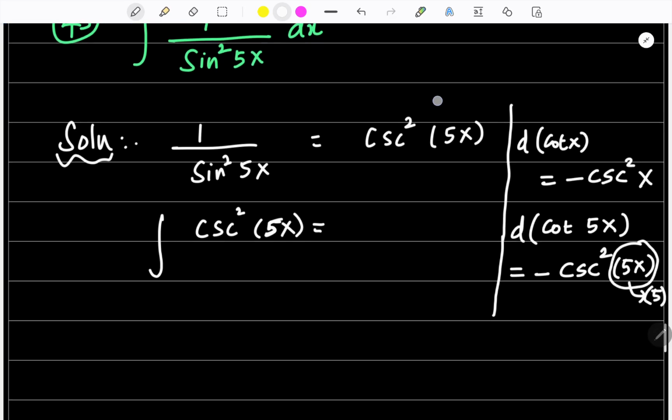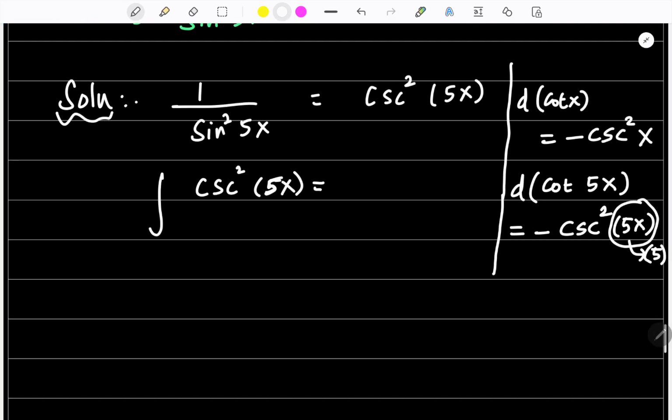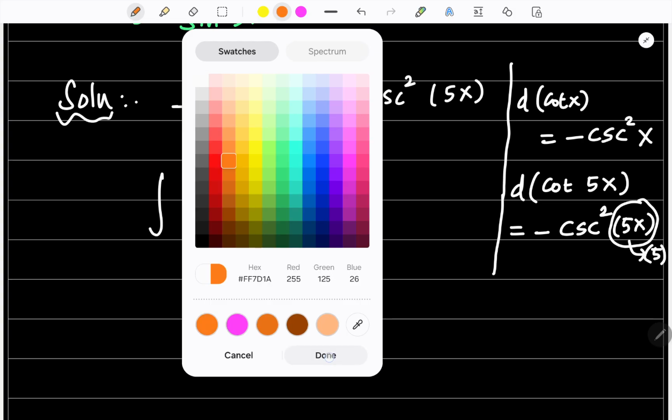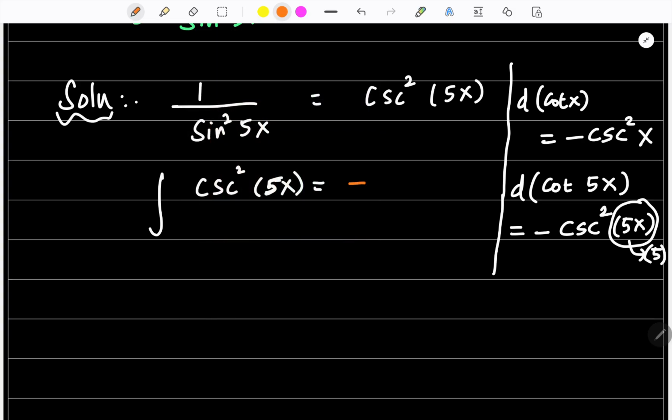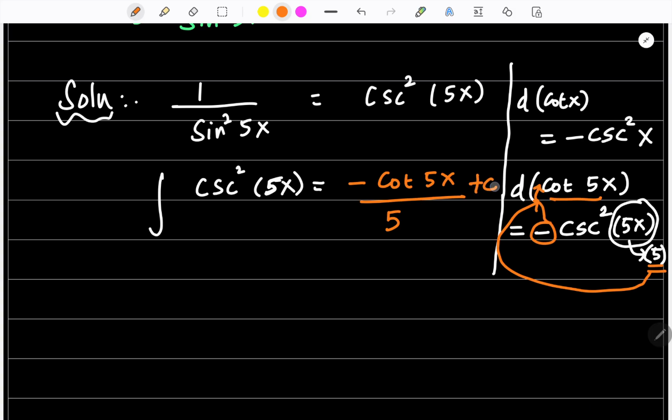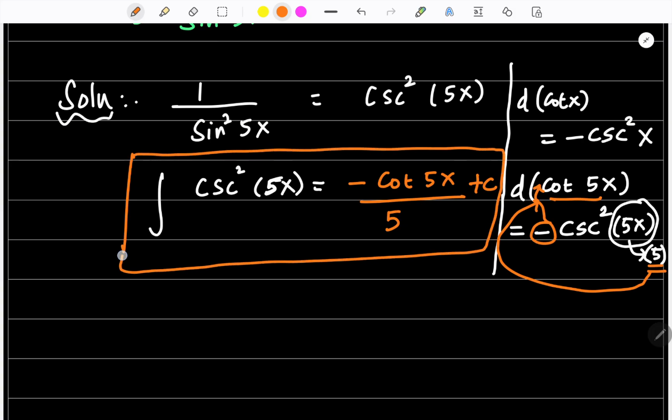Same idea, without using the substitution method, we can write the formula as minus cot 5x over 5, because this 5 is multiplying, when I take it to this side, it will divide. And this minus will come to the left side. So plus integrating constant c. Directly you can write it without using the substitution method. Keep that in your mind.